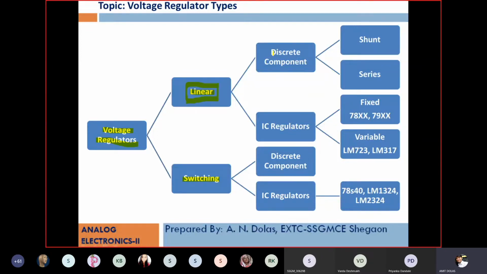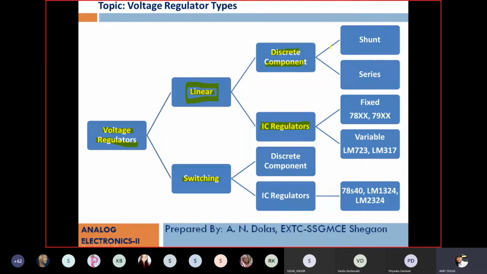Under linear also there are two types. One is discrete component and another is IC regulator. Discrete component means we will be using, say, Zener diode, transistor, op amp, and feedback resistances together. And an IC regulator is nothing but like 78XX, 79XX, say 723, IC 317 likewise.